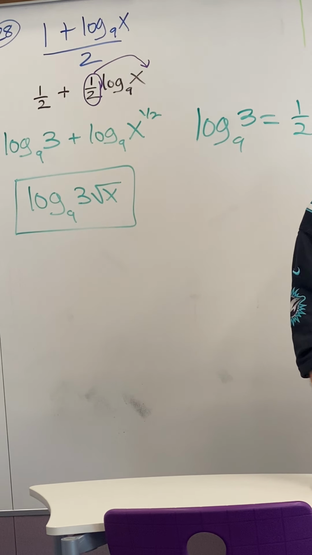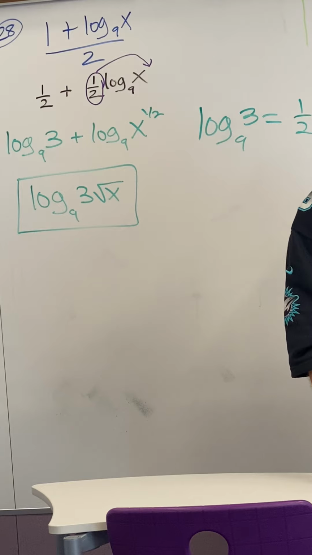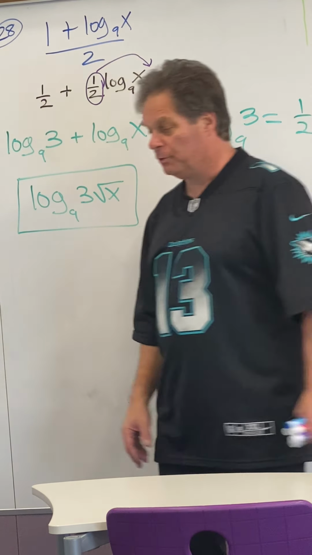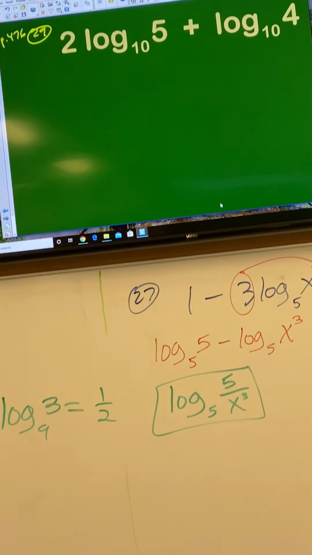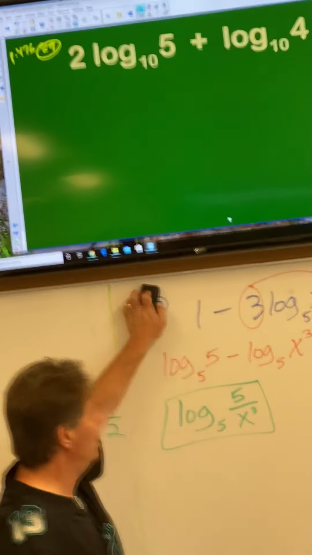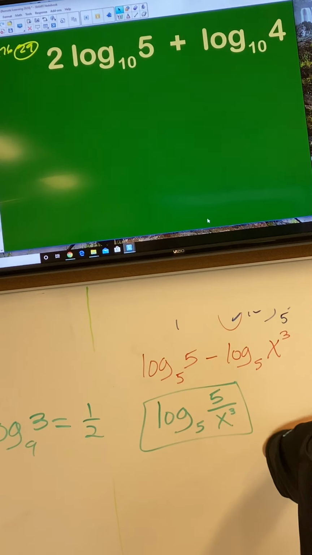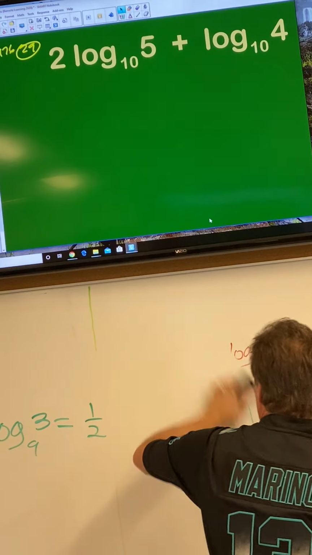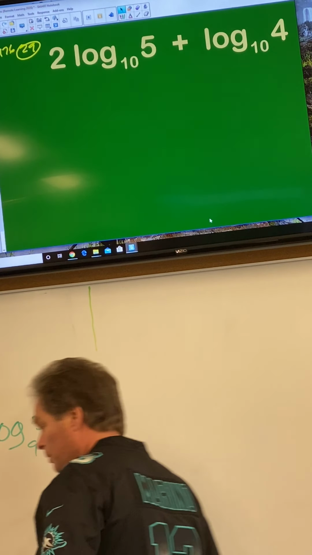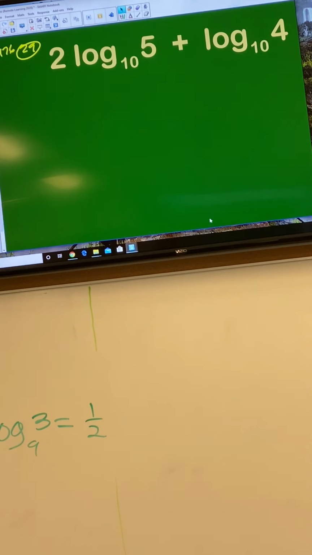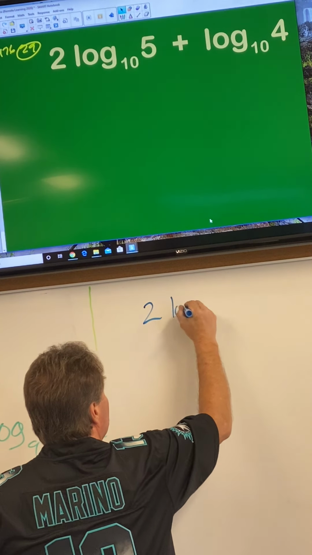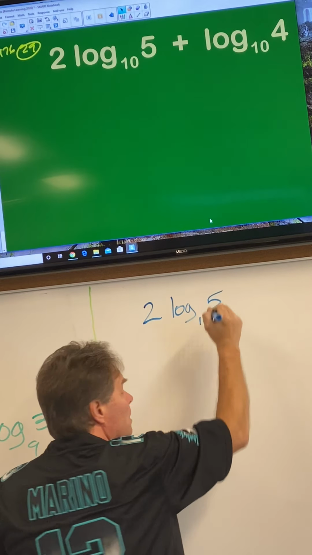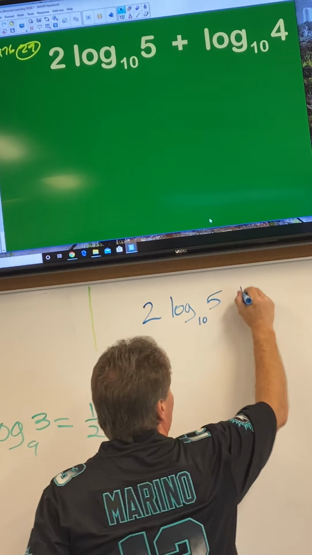Okay, now, oh, I forgot about those type. Those are the ones that just turn out to be actual numbers. So let's do that. Those are kind of fun. Those are very useful in life. So I know I use them all the time. Okay. So here we go. 2 log base 10 of 5 plus log base 10 of 4.